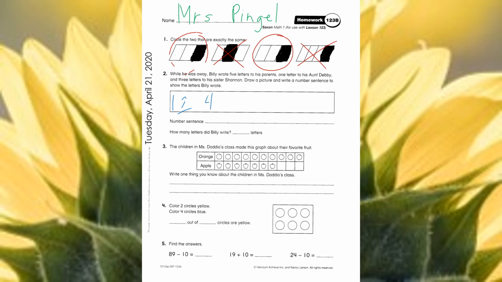Something is not working here. That's all right. There we go. And he wrote 1 to his aunt. And he wrote 3 to his sisters. So today's strategy, I used numbers. Now I can write a number sentence.